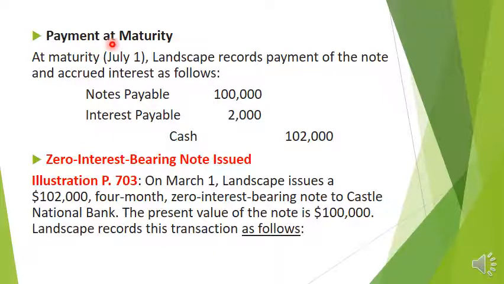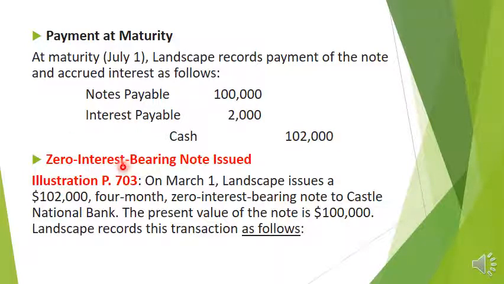Payment at maturity. At maturity July 1, Landscape records payment of the note and accrued interest as follows. Debit notes payable with the principal, which is 100,000. Debit interest payable, which is 2,000. Credit cash 102,000.